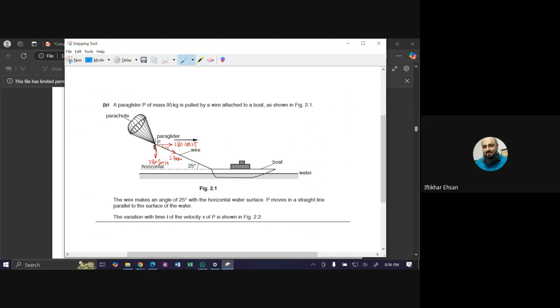As we have to find the vertical lift, we call it L. There is another force acting on the person, downward: its weight, mg. When it is in horizontal movement, it means the total upward force will be equal to the total downward force, right? So the total upward force is the lift we have to find, and the downward force is the weight, 95 times g, plus the downward vertical component of the tension.